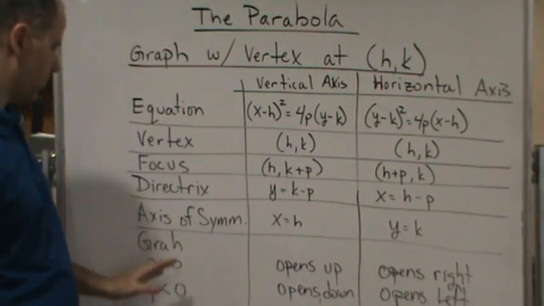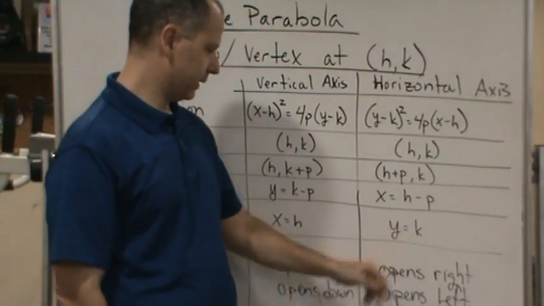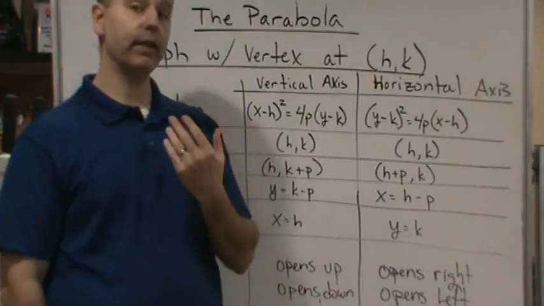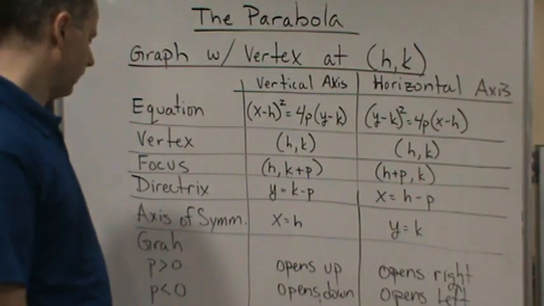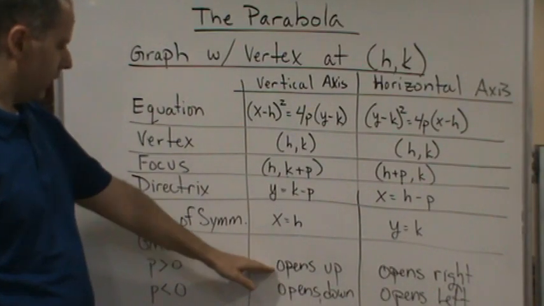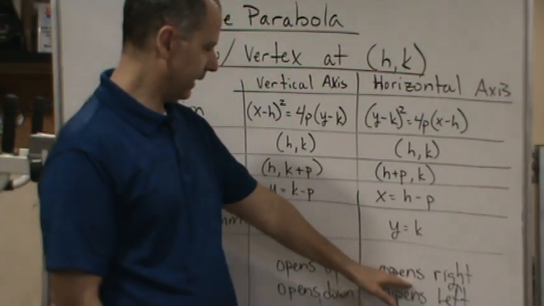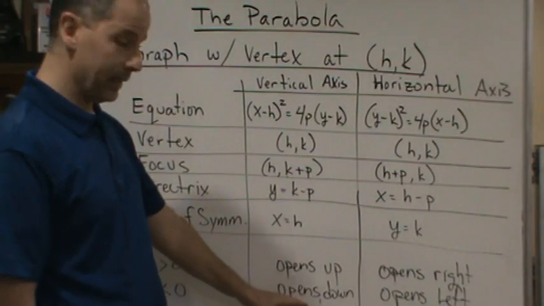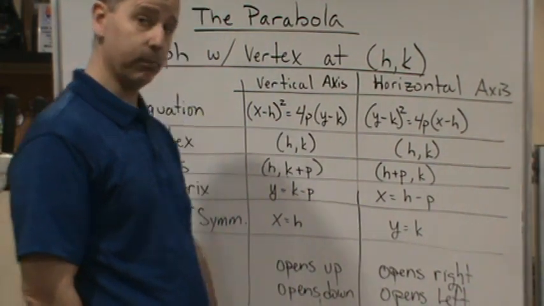And then the axis of symmetry here is going to be x equal to h versus y equal to k. And again, remember that the axis of symmetry always goes through the vertex. That helps you, okay? And of course, for the graphs, if p is positive, it'll open upwards here and open to the right here. If p is negative, then it'll open downward here and open to the left here.